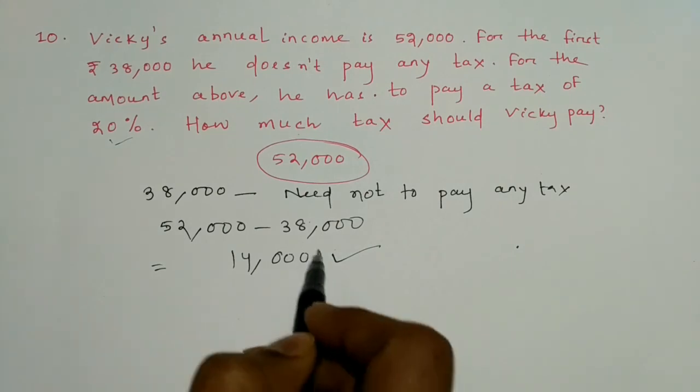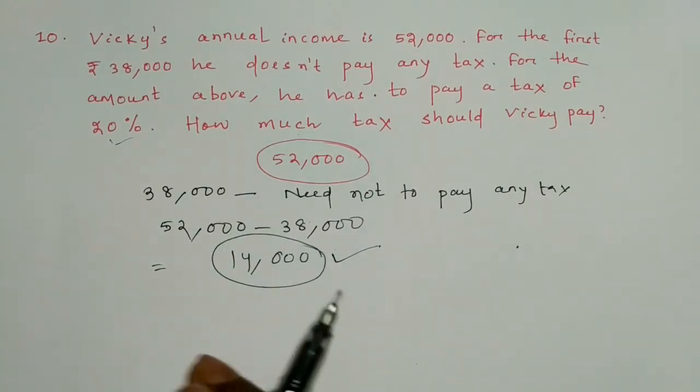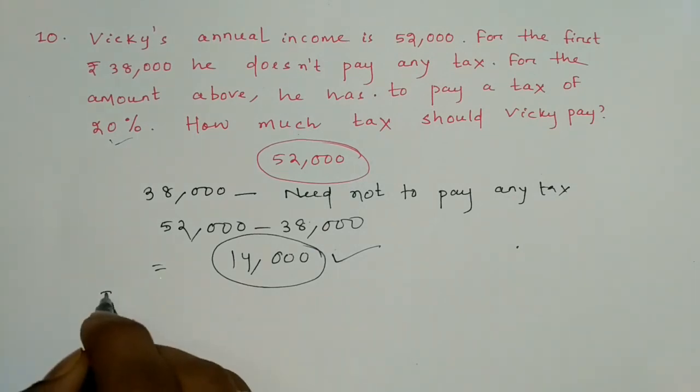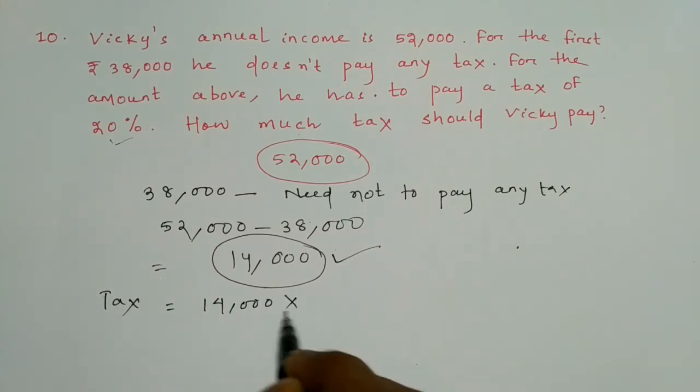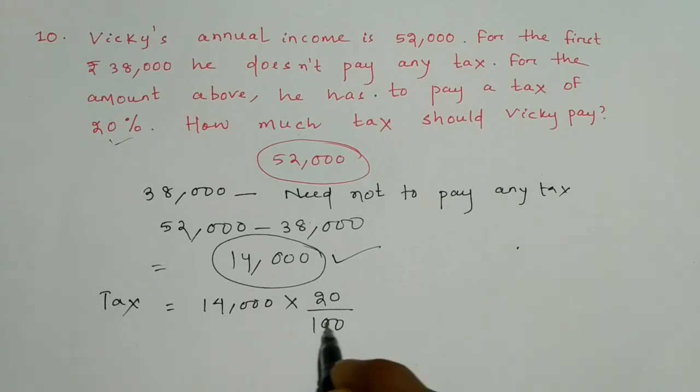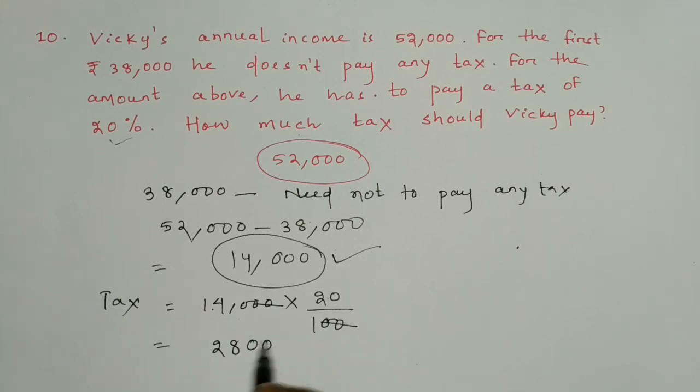Means for the amount of 14,000 he has to pay 20% tax. So the amount of tax he has to give is 14,000 into 20%, that is 20 by 100. 20 got cancelled. So 14 into 2, that is 2800. So the tax he has to pay is 2800. So this is the answer. How much tax should Vicky pay? So he should pay 2,800 rupees. So this is your chapter.